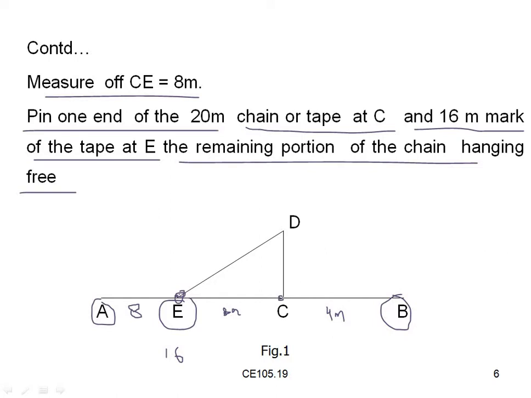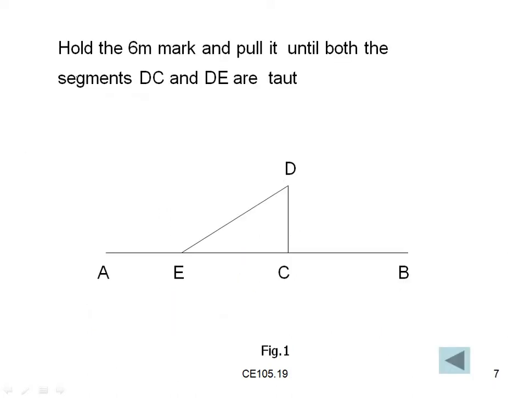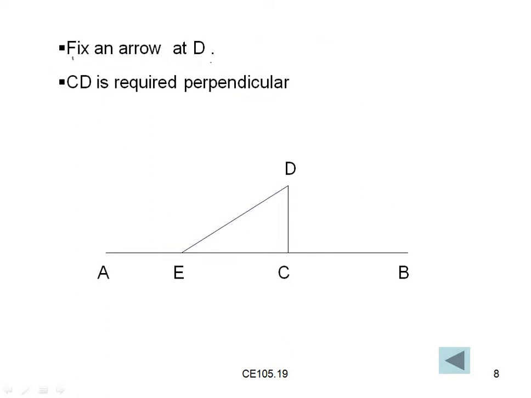So if we want to point the D point, then we will get this by the 3-4-5 method. Here, hold the 6 meters mark and pull it until both segments DC and DE are taut. So while catching here at E, that is DC and DE. When these points are connected, then this point will be obtained. Then fix an arrow at D. Then CD is the required perpendicular.